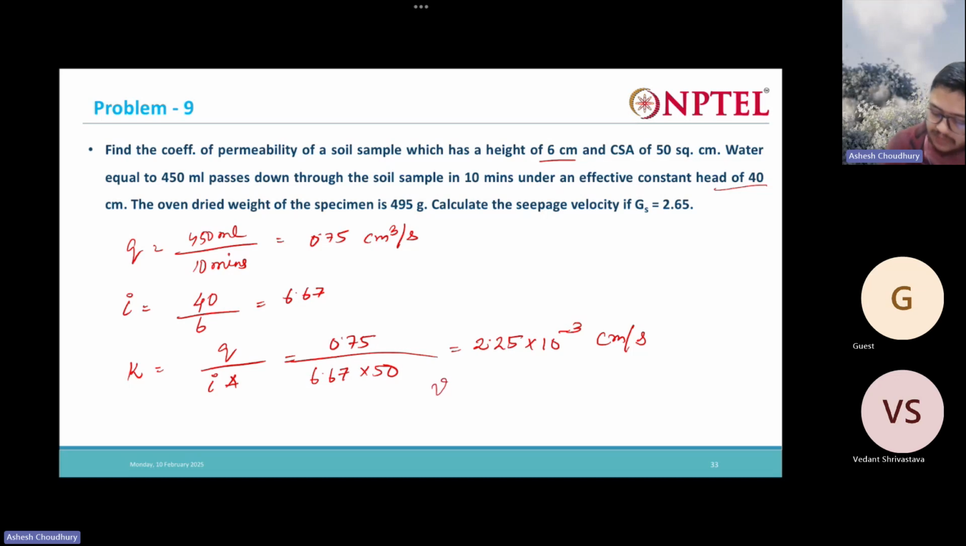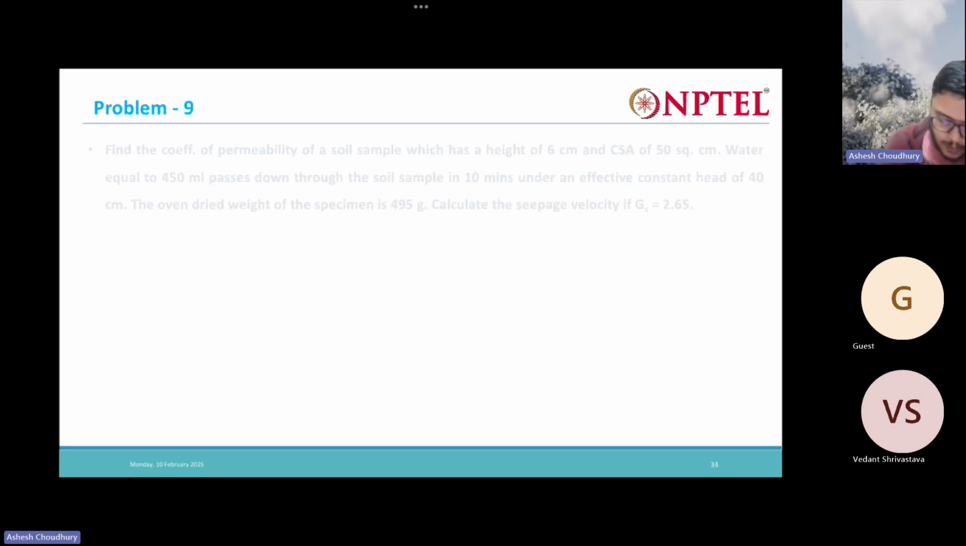Now we can find out the discharge velocity V. What is discharge velocity V? V is nothing but K into I. So 2.25 into 10 to the power minus 3 into 6.67. Permeability times hydraulic gradient is going to give us the velocity, the discharge velocity. So this will come out as 0.015 centimeter per second.